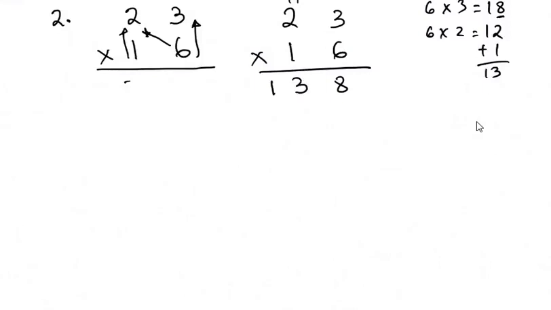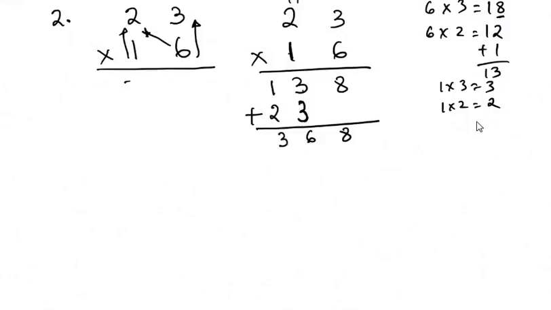Now we are not done because we have to multiply with this one. 1 times 3 will give us 3. We're going to write it under the number that we multiply it. And then 1 times 2 gives us 2. We're just going to write everything here. And if we add it, it gives us 8 plus 0, 8. 3 plus 3, 6. 1 plus 2, 3.